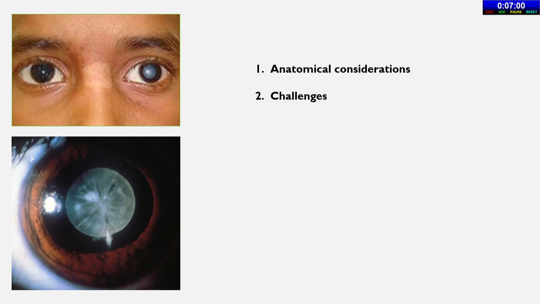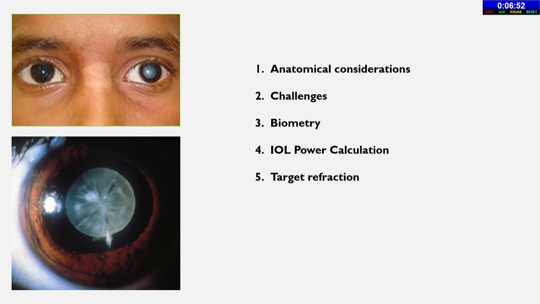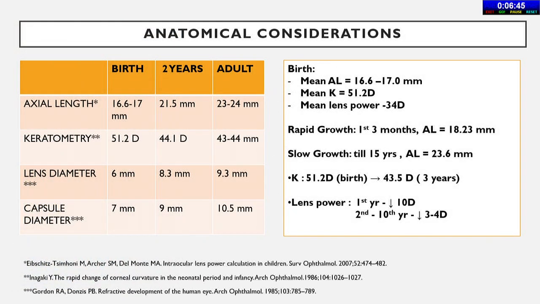It is shorter, the curvature is steeper, and the anterior chamber depth is much shallower. As the infant grows, there is a rapid change in the measurements of the eye, which initially happens over the first 3 to 6 months, and thereafter it reduces. So broadly, the axial length at birth is around 16 to 17 millimeters. The K values are at 51.2, so it's very steep. And the lens power is around 34 diopters, which gradually reduces as the child grows.